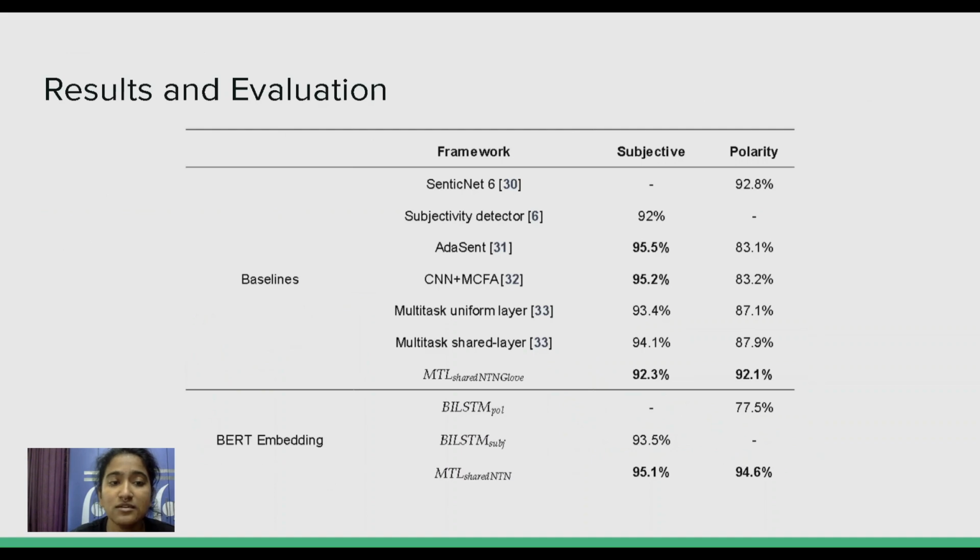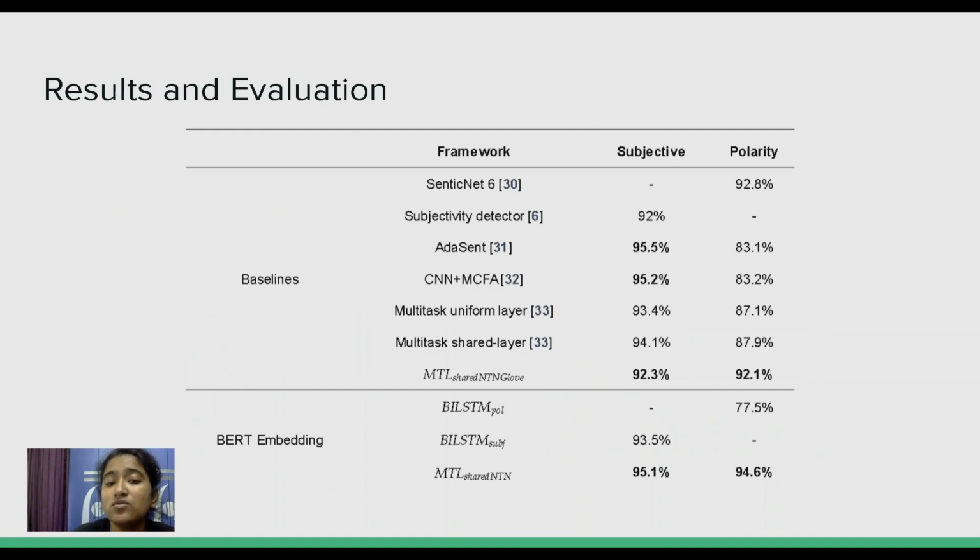Now comes the result part. This table showcases various models and their effectiveness in subjectivity and polarity detection tasks. Our multitask learning approach combined with word embeddings outperformed the other models in both areas. Specifically, our model achieved 95.1% accuracy in subjectivity and 94.6% accuracy in polarity.